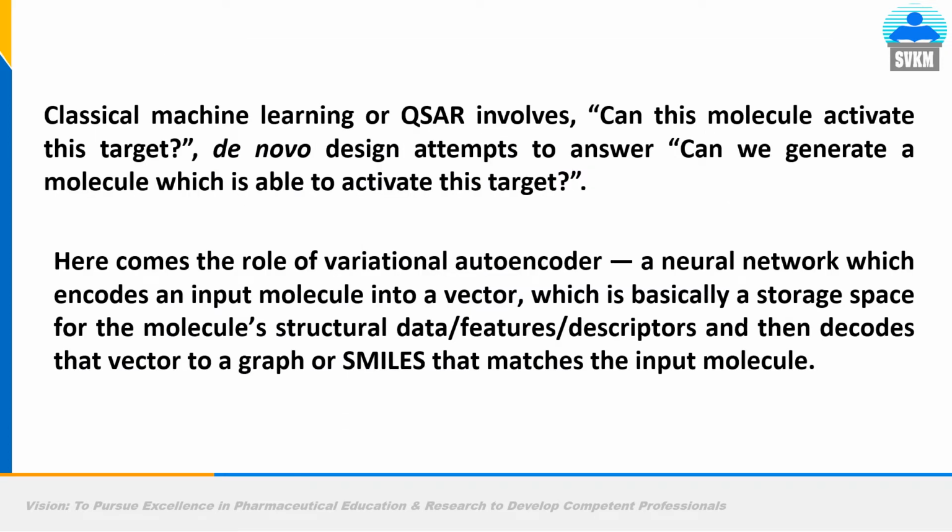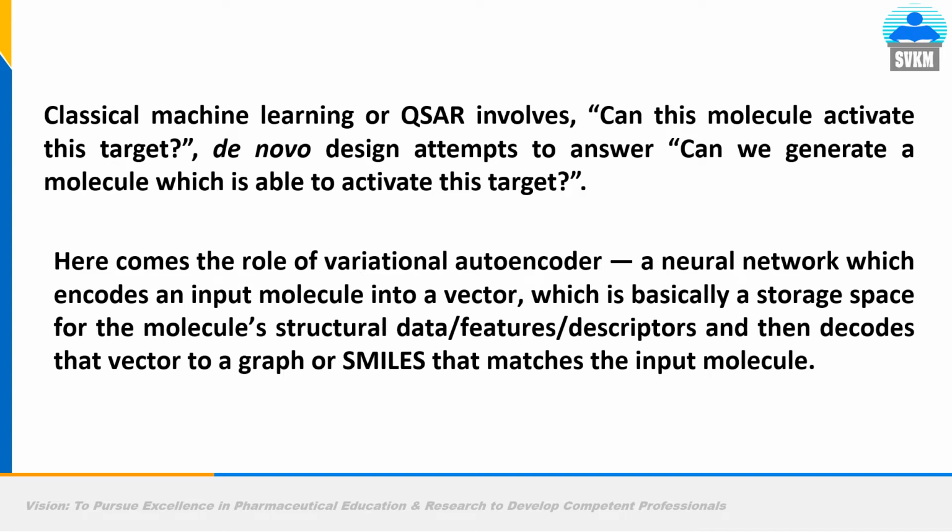So classical machine learning approach before the arrival of deep learning models was like QSAR, that is quantitative structure activity relationship, which involved having lot many virtual drug like molecule drug candidate, and the question is, can this molecule activate this target? Means you have the molecules and you have to answer the question through some techniques whether it will drug the protein. On the other hand, de novo does the inverse or reverse activity.